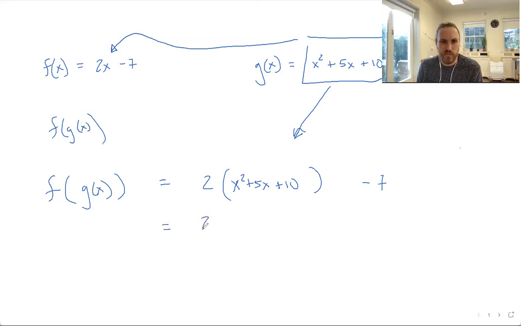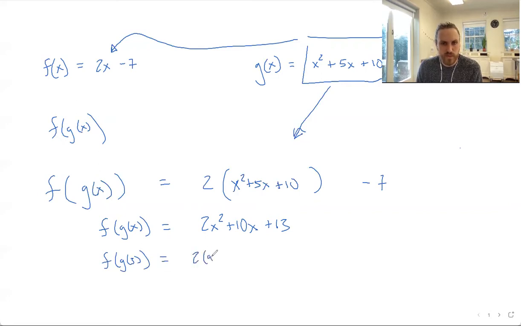If I wanted to simplify that, I would get 2x squared plus 10x, then plus 20 minus 7, which would be plus 13. So this is a simplified formula for the composition f of g, so f of g of x. I forget what value we plugged in, but I think we plugged in 3. So if we wanted to check and see if this works, we could plug in f of g of 3.